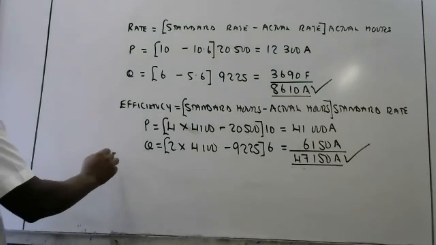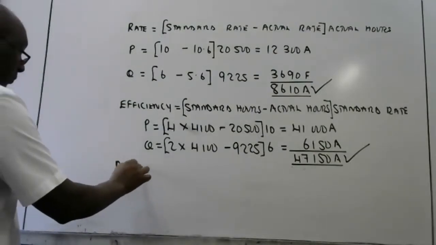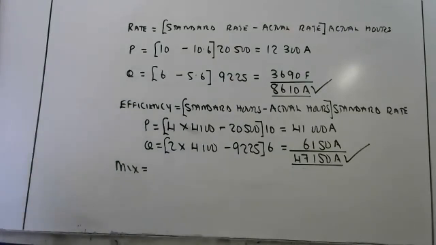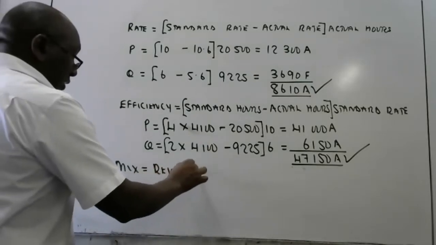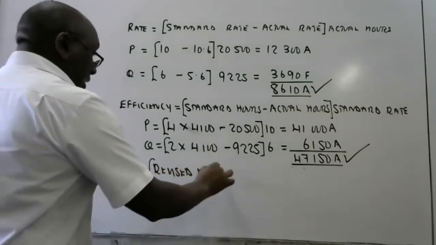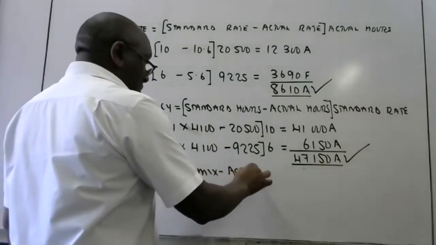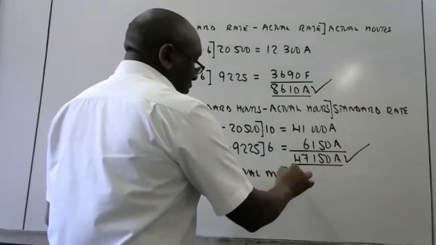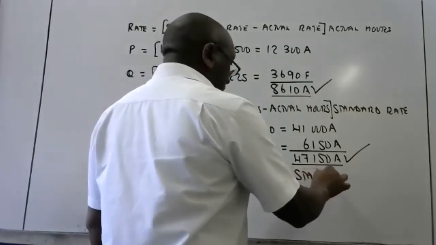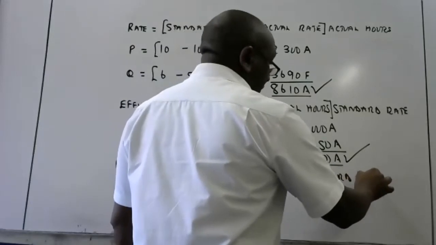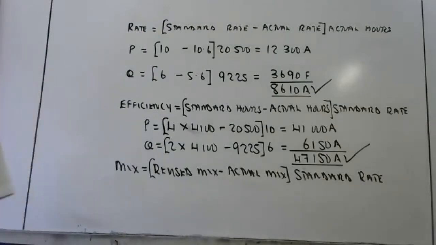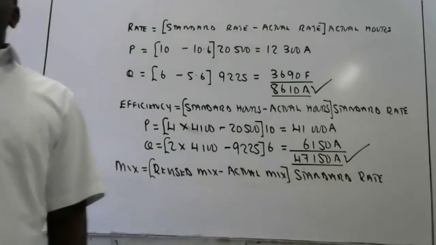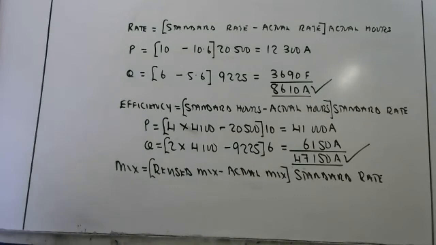So the next inaitwa mix. Mix is revised mix minus actual mix, you multiply by standard rates. It is the revised mix, you minus the actual mix, you multiply by standard rate.